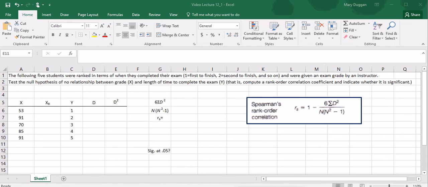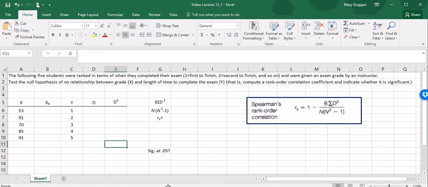To illustrate the Spearman's rank order correlation coefficient, I will use a question from your book that reads, the following 5 students were ranked in terms of when they completed their exam. 1 equals first to finish, 2 equals second to finish, and so on, and were given an exam grade by an instructor. Test the null hypothesis of no relationship between grade, x, and length of time to complete the exam, y. That is, compute a rank order correlation coefficient and indicate whether it is significant.